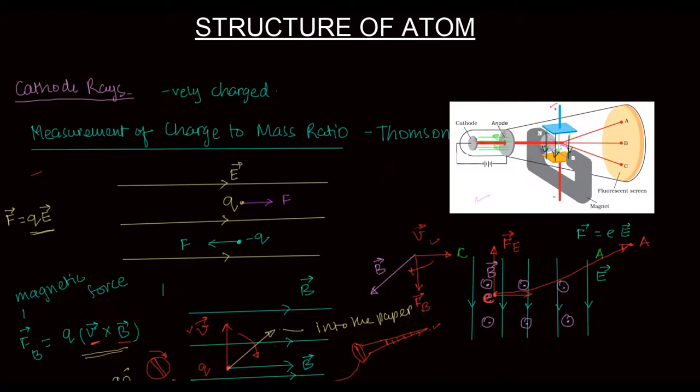So left to itself, if there was only the magnetic field, the electron will move and kind of come here and will hit a point somewhere here, which here is shown as C. You see that? If there is nothing else, if there is only a magnetic field, then it will come and hit it here, right? Okay with that?